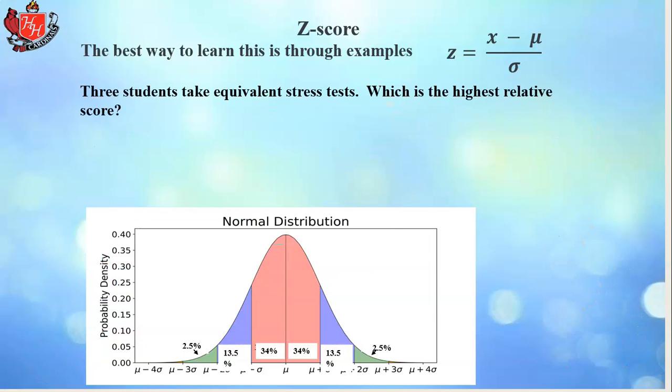Okay, here's a different question. 3 students take equivalent stress tests. Which is the highest relative score? So what does relative score mean? It means in relation to how many questions they had.